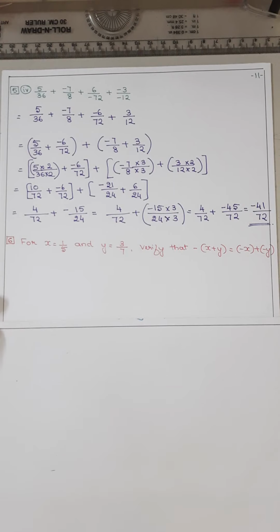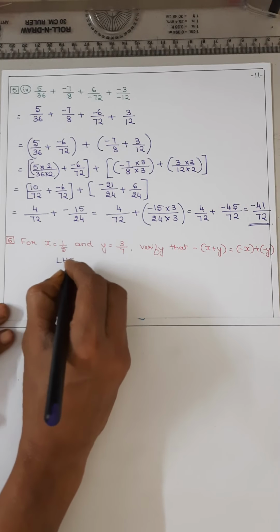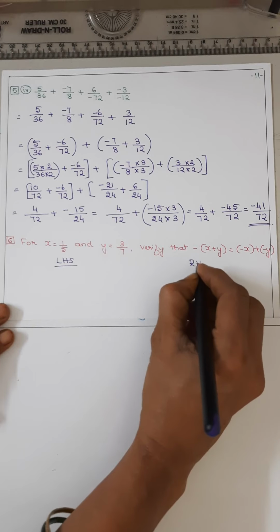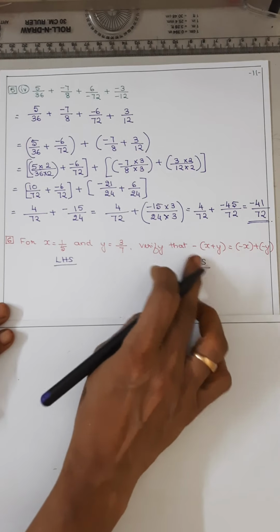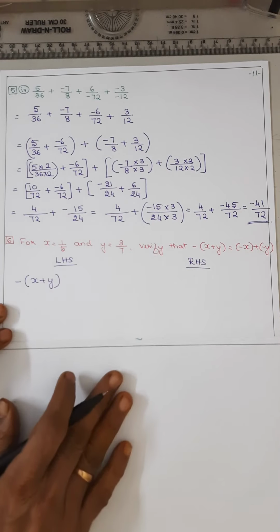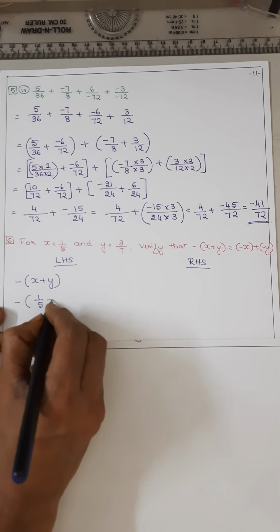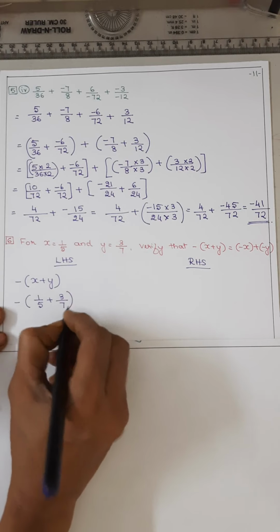Now coming to the sixth sum. It is a verify question. Did everyone understand? Verify. Put the value. First it is LHS and RHS. Now what do we take in LHS? Minus bracket x plus y. Put the values: minus bracket 1/5 plus 3/7.